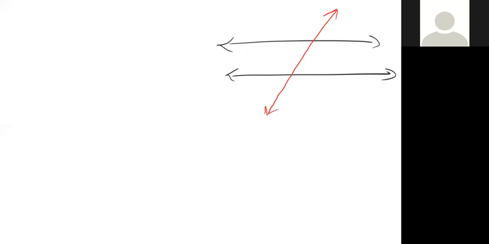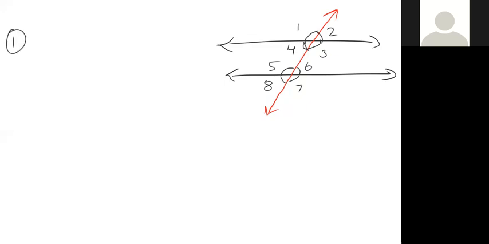So now we will discuss the types of angles which you can form. Let's just name these angles. This angle is number 1, angle 2, angle 3, angle 4, angle 5, angle 6, angle 7, and angle 8. So these are the angles formed by the transversal and the two parallel lines. So now let's discuss the terms.